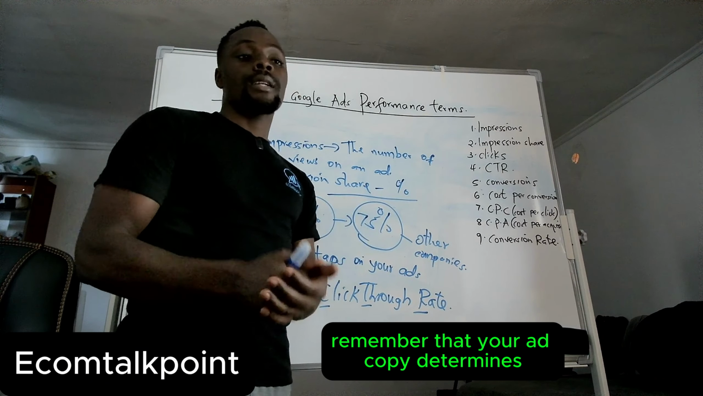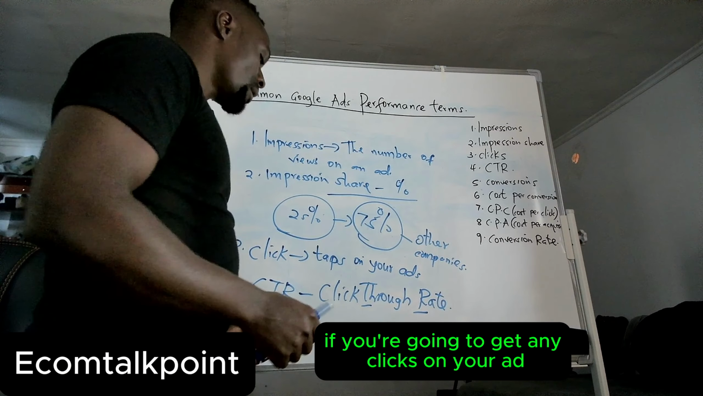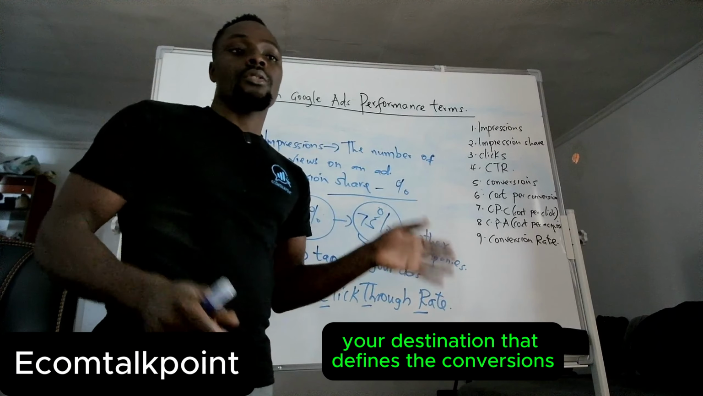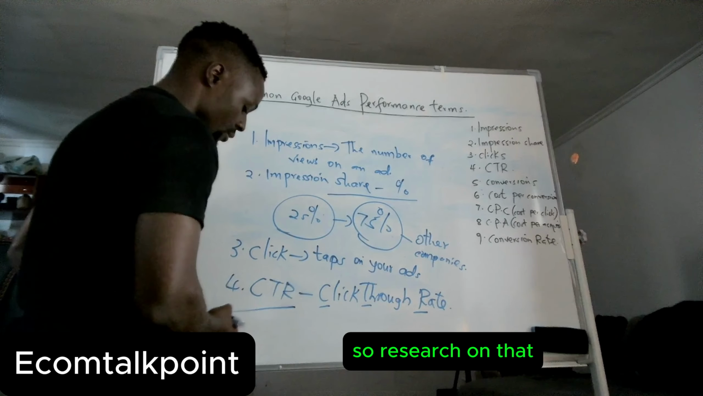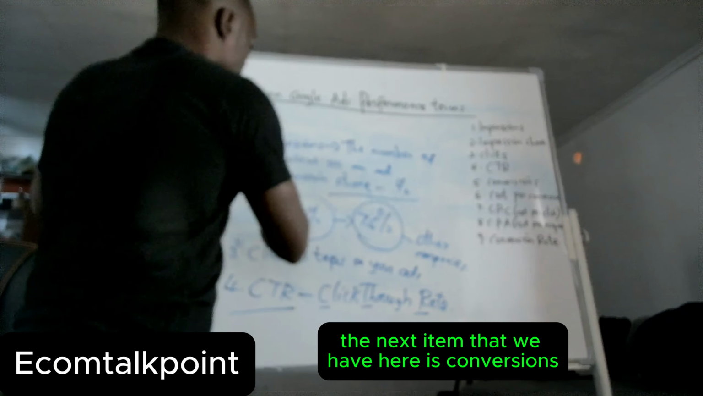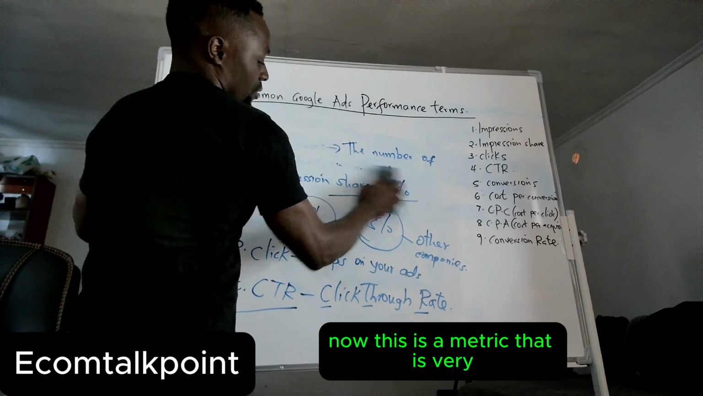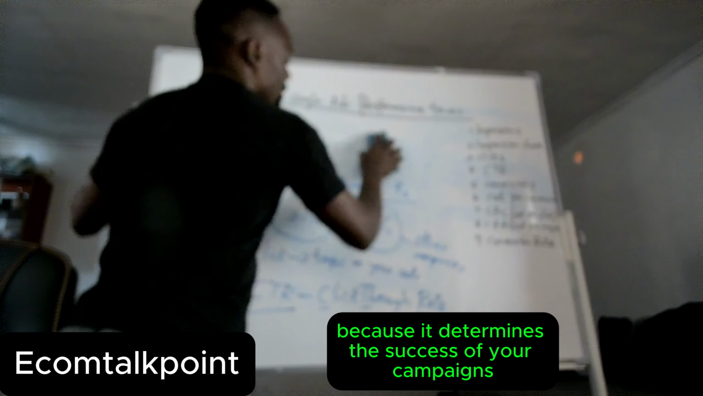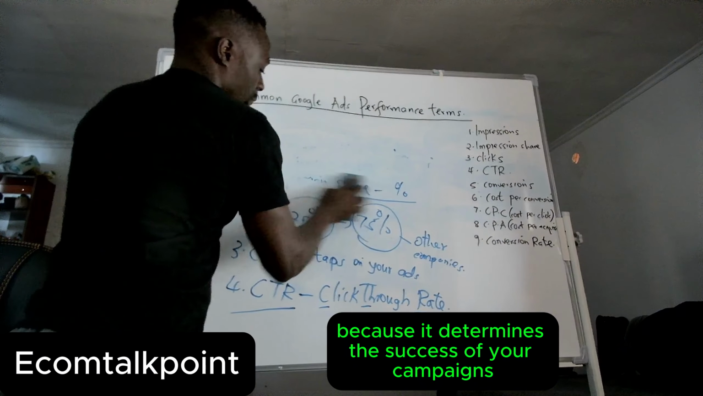Also remember that your ad copy determines if you're going to get any clicks on your ad. Your destination defines the conversions, so research on that. The next item that we have here is conversions. Now this is a metric that is very, very important because it determines the success of your campaigns.